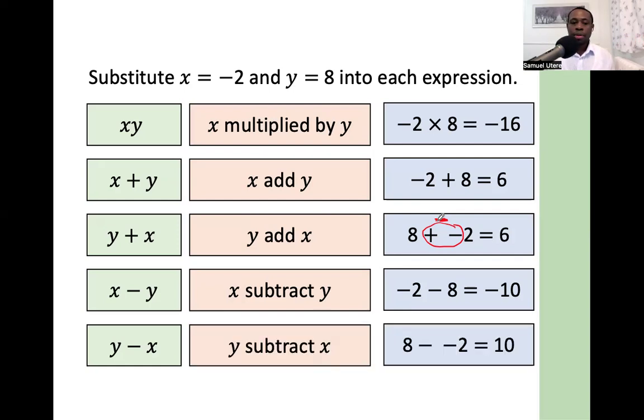Next one is y subtract x. Y is 8 and x is negative 2. So the subtraction sign is still there and the x is negative 2. But don't forget, these two next to each other will become plus. So your answer should be 10.